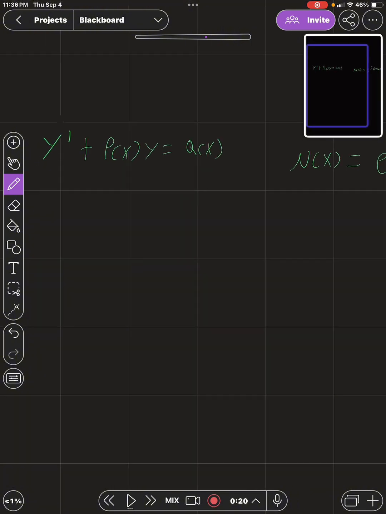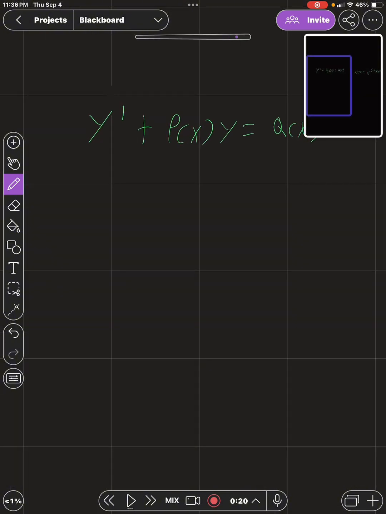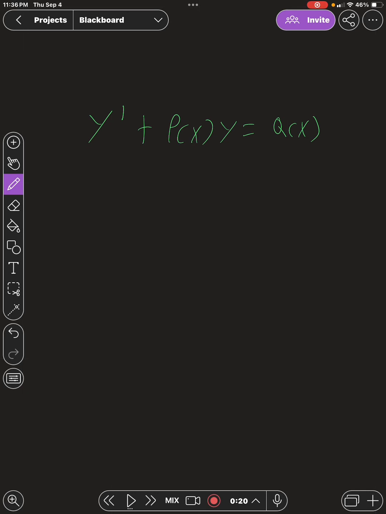It seems kind of arbitrary. How did we get that? Why does that work? Well, let's find out why. Remember, the method involves multiplying this whole first order differential equation by mu of x. So mu of x times y prime plus mu of x p of x y is equal to mu of x q of x.